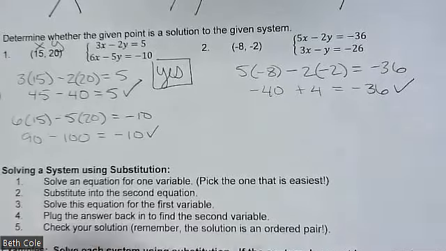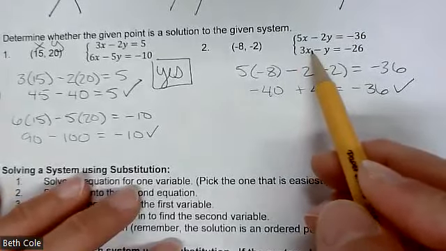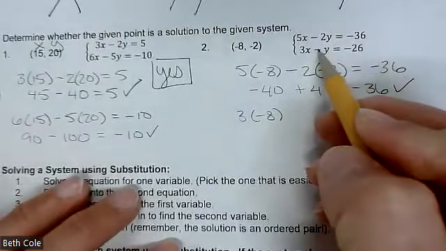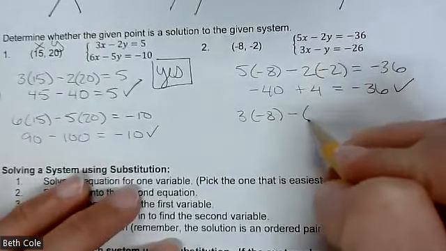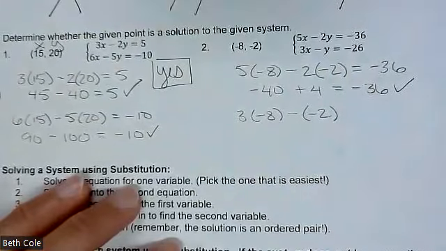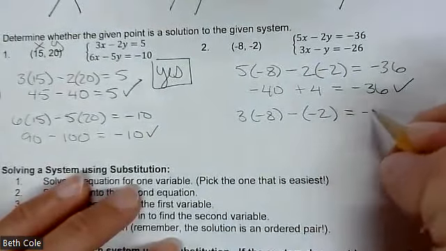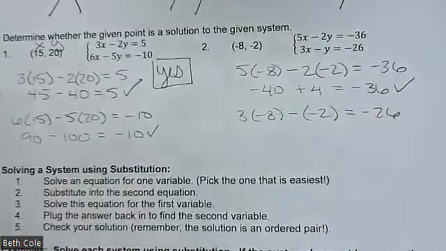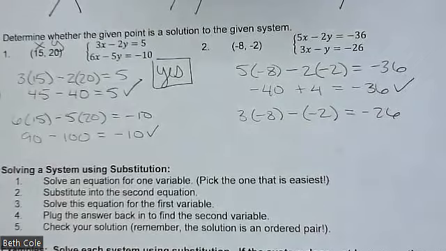And then you have to do the other one. So it'll be 3 times negative 8 minus negative 2. Good. I'm glad you're saying it, but are you writing it too? Like on a test, you would have to. But you were very good with your multiplication tables. That's awesome.